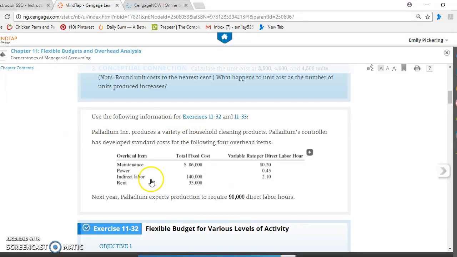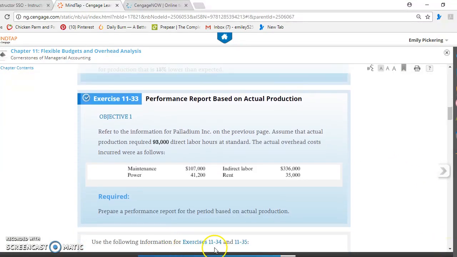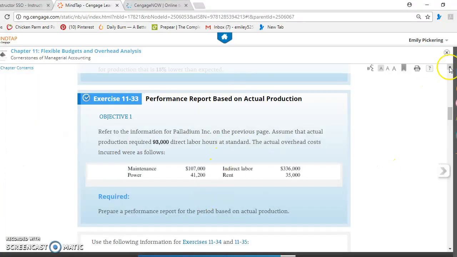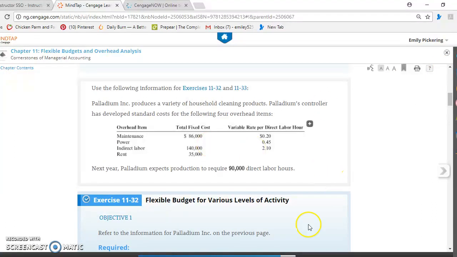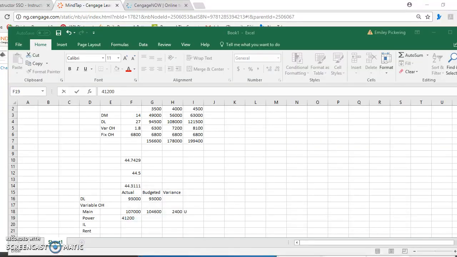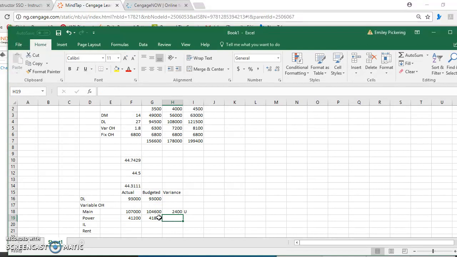So let's take a look at our power. In this problem, our actual power cost was 41,200. And let's take a look at what it should have been. It looks like there's no fixed component to this. So it's just going to be our 93,000 times 0.45. So 41,850. So we have a $650 favorable variance for power.